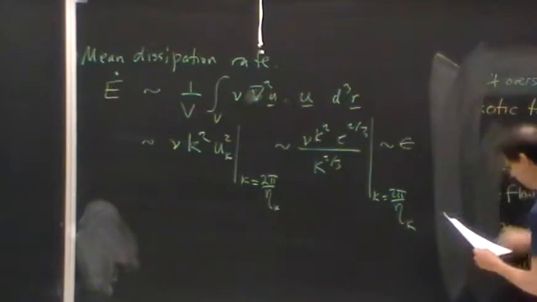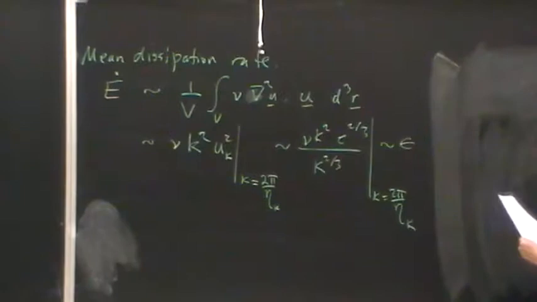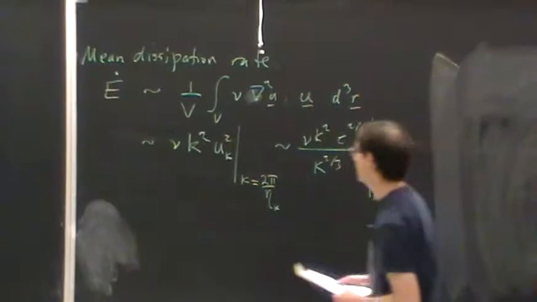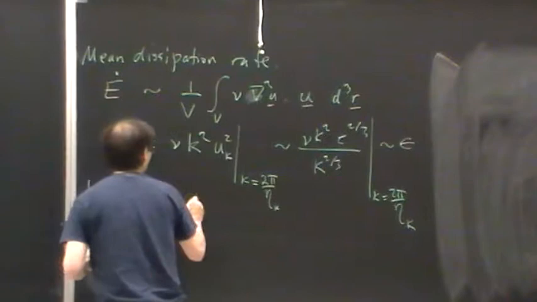That's how we came to the notion that we should have a cascade where we have a steady flow of energy from the top scales to the bottom scales, eventually dissipated as molecular viscosity. So the point about this estimate is that it is independent of viscosity.